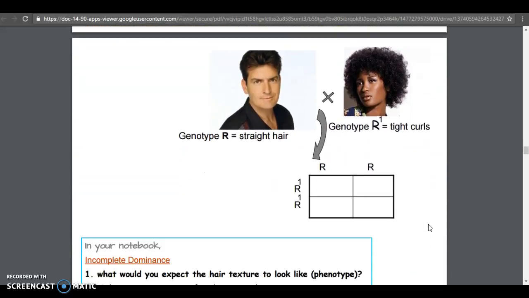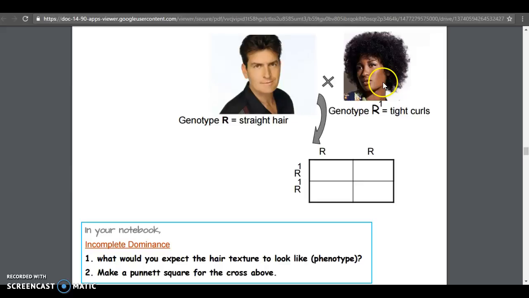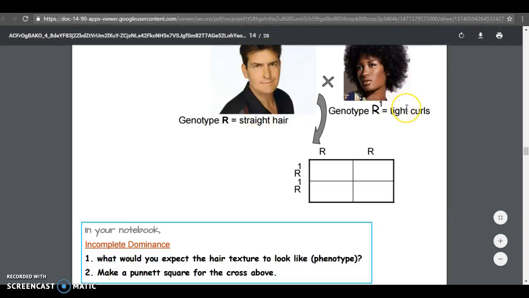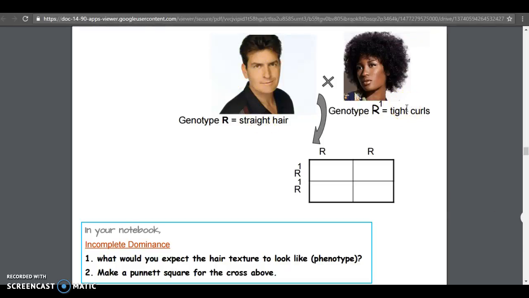We have Charlie Sheen and a random Google Pics model. So instead of hair color, this situation is showing incomplete dominance, but for hair type, straight hair or tight curls. And we set up a 4-box Punnett square for you. I'm setting it up for you.